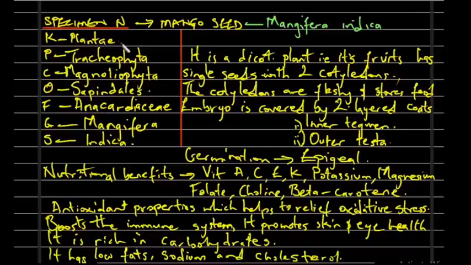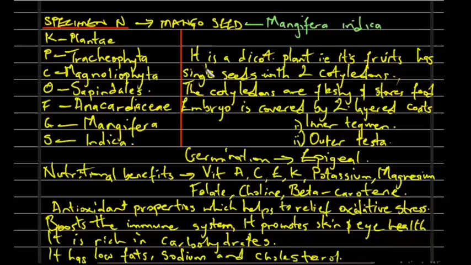The classification: we have Plantae for the kingdom, the phylum is Tracheophyta, the class is Magnoliophyta, and then the order is Sapindales. The family is Anacardiaceae. Then the genus is Mangifera, and the species is indica.